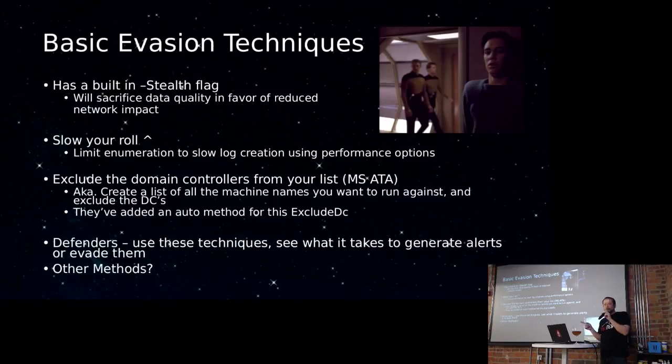Definitely exclude the domain controllers from your enumeration list. The downside of Microsoft Advanced Threat Analytics is that it's only monitoring domain controllers. So if you don't enumerate the domain controllers, ATA is not going to see it, it's not going to get an alert, and you're not going to be detected. And as a defender, if you install Bloodhound, try out all these techniques. See what it takes to generate alerts. See what it takes to evade them. Through your experimentation is how you figure out how this works.